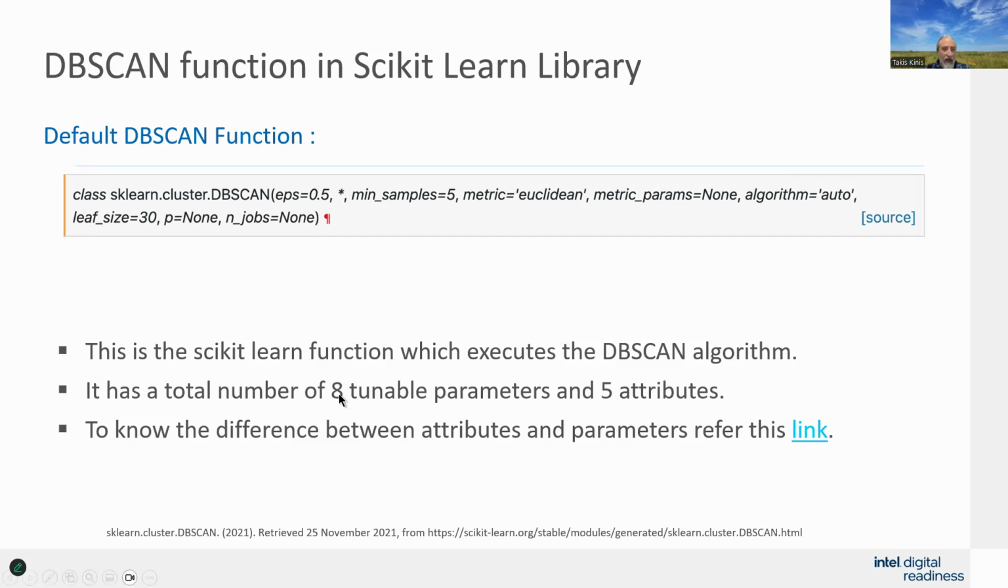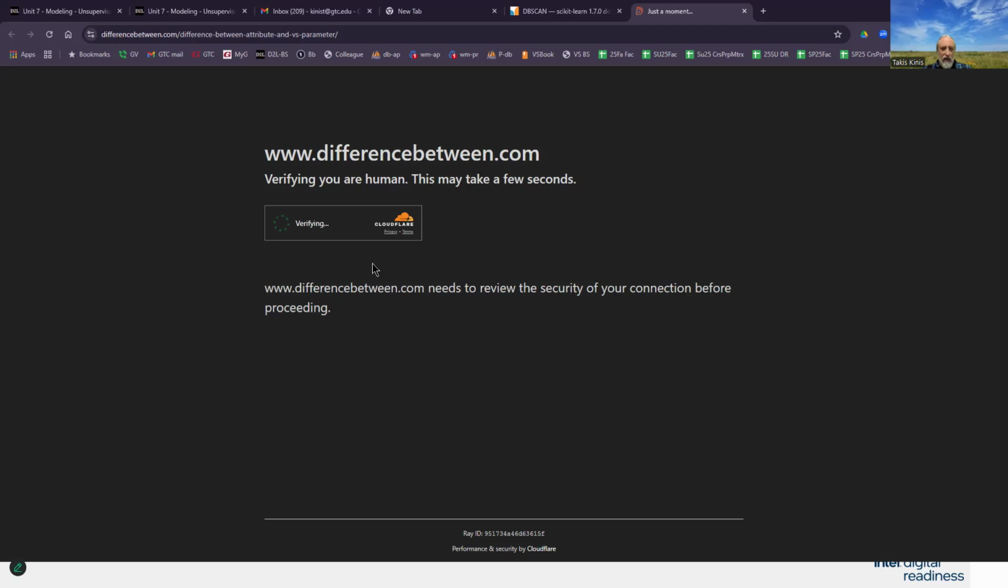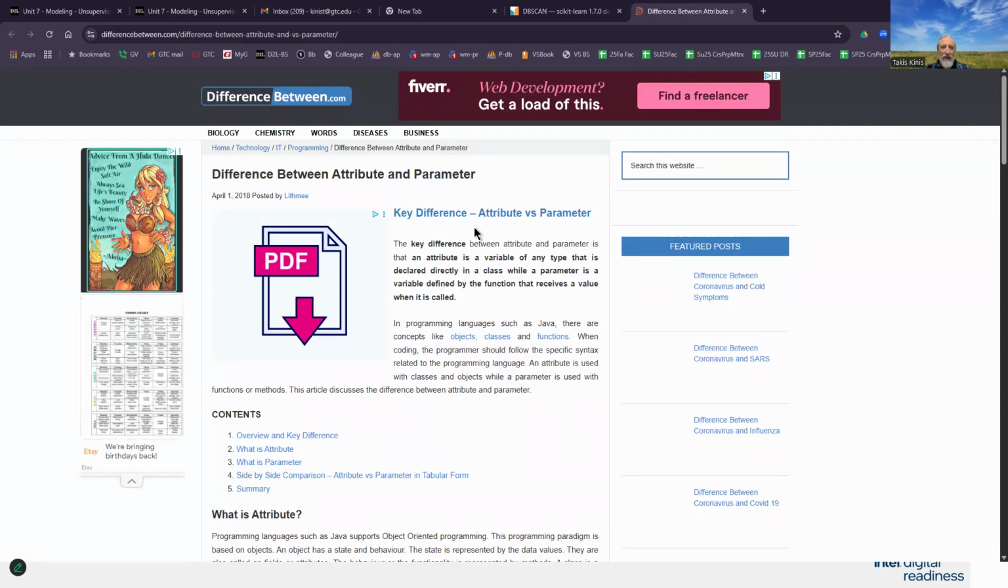And this one also has 8 parameters, but it also has 5 attributes, right? And we were talking about this sort of briefly. All right, so this one's asking me to verify I'm human. All right, great. What's the difference between an attribute and a parameter?